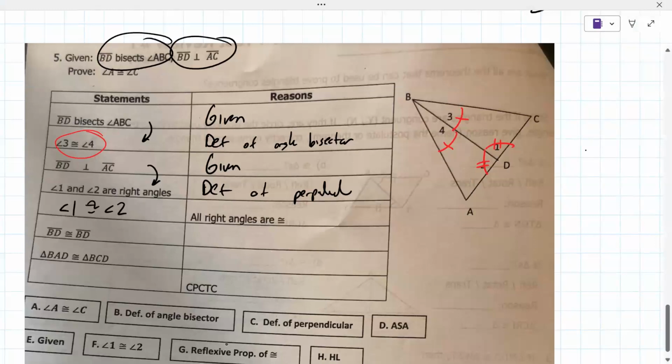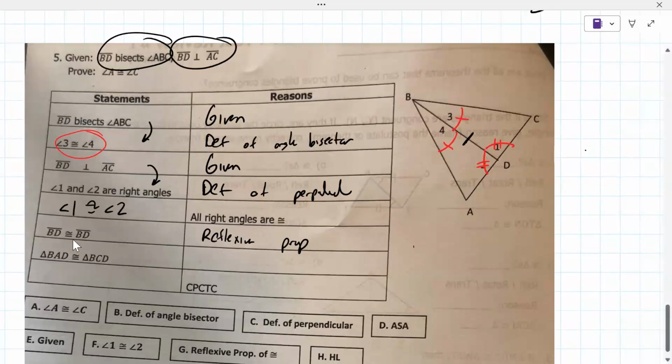Okay, what's next here? BD congruent to BD. Why is that the case? Oh, because it's the part in the middle. Look at your list down here. Make sure you grab the right wording. Reflexive property. Yeah. Okay. So the sides right down the middle are congruent.